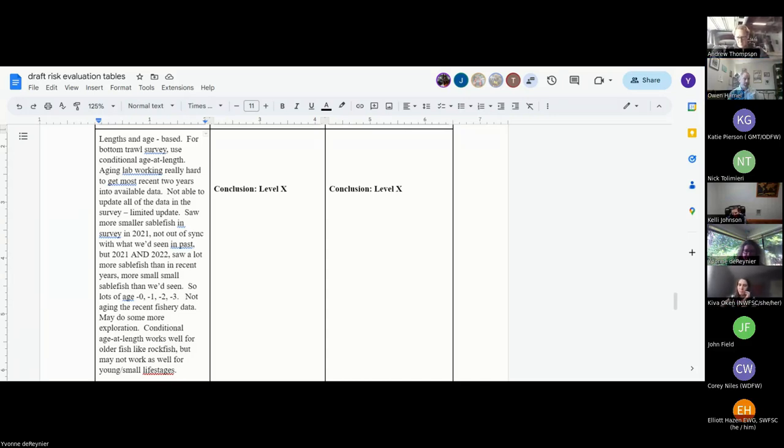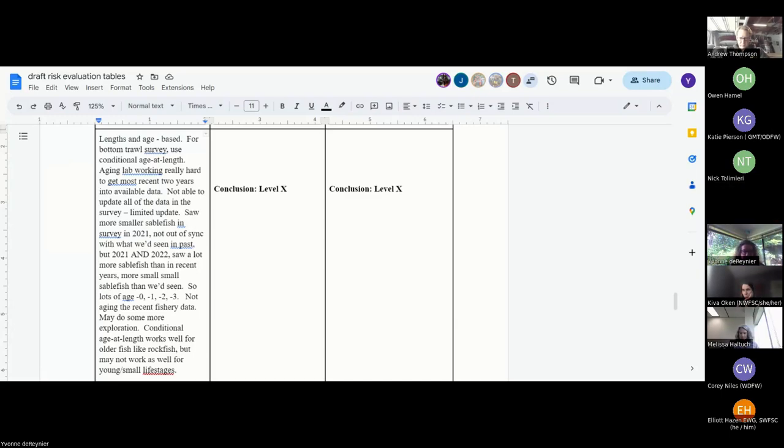Okay, well, that's an interesting comment and almost makes me wonder if that's a population dynamic comment, like bycatch of young sablefish could drive a lot of challenges in fishery management. So, okay. Go ahead, Melissa.